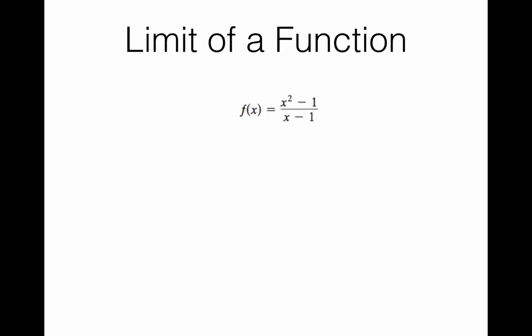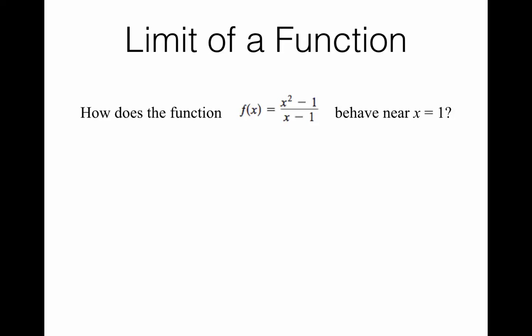Consider the function f of x equal to x squared minus 1 divided by x minus 1. Frequently in calculus, we're interested in studying the behavior of a function near a point but not at a point. So for this function, you can notice that if you plug in 1 for x, you'll be dividing by 0. So this function is not defined at x equals 1. But we can still try to investigate the question, how does this function behave near x equals 1?